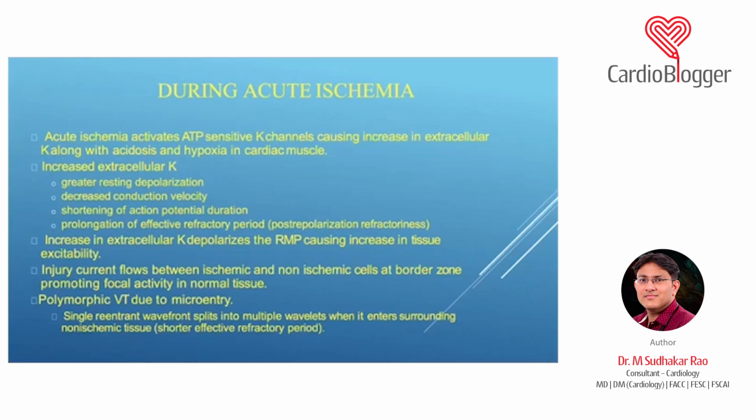As I discussed in the mechanism of arrhythmia, anything which decreases the conduction velocity and decreases the action potential duration causes an early afterdepolarization, which can precipitate a ventricular tachycardia or a torsades de pointes. So it can cause a polymorphic VT.